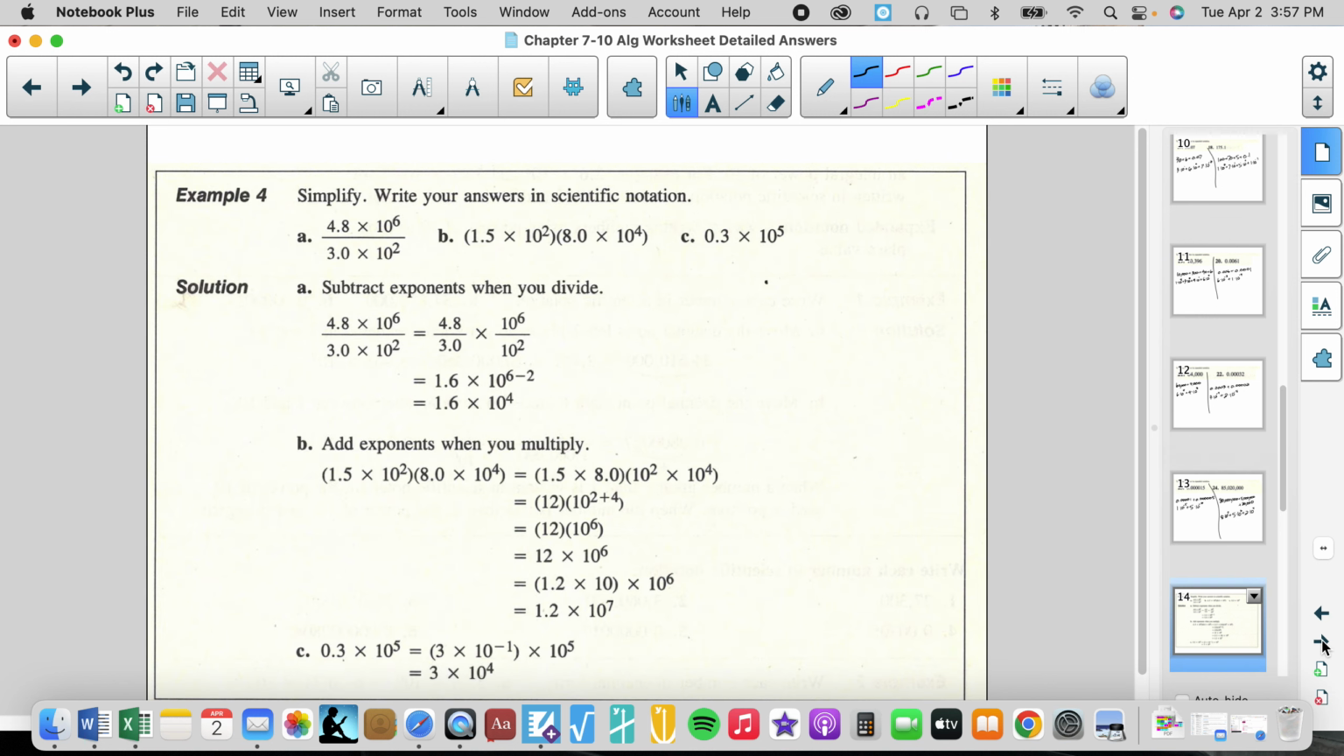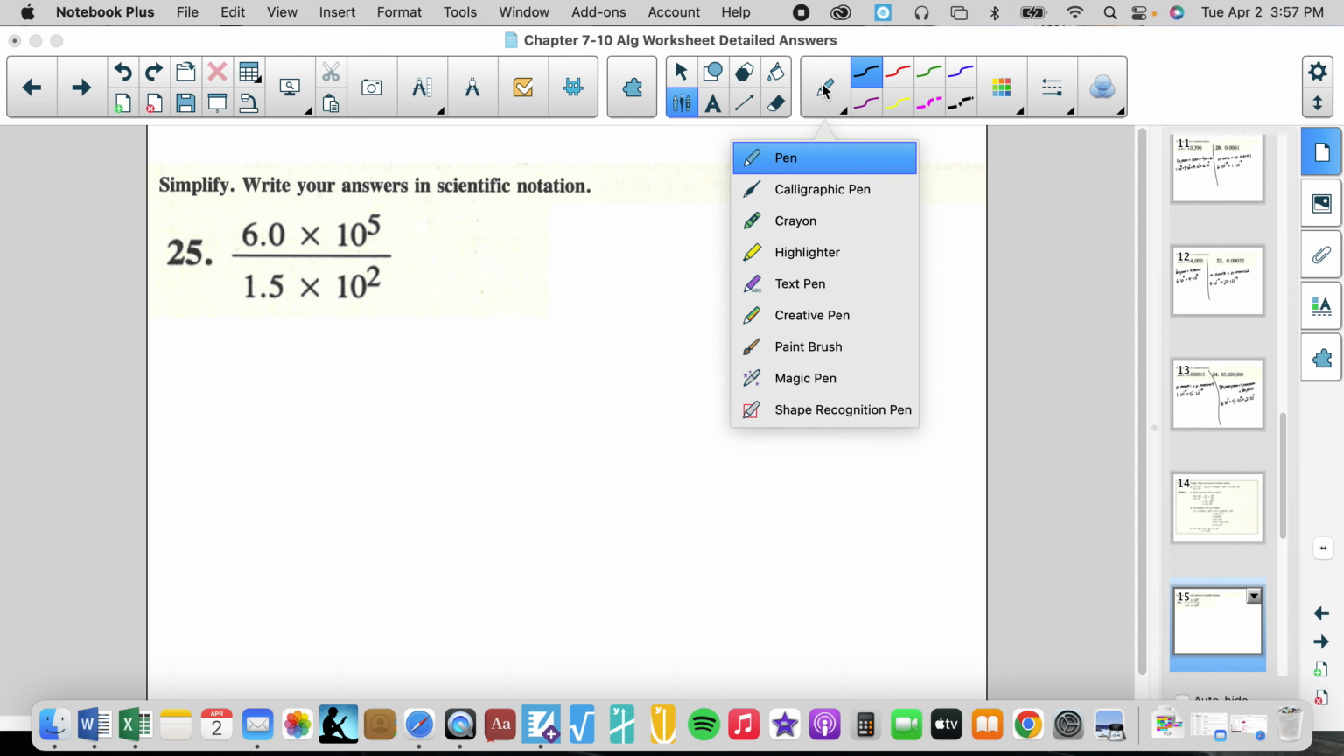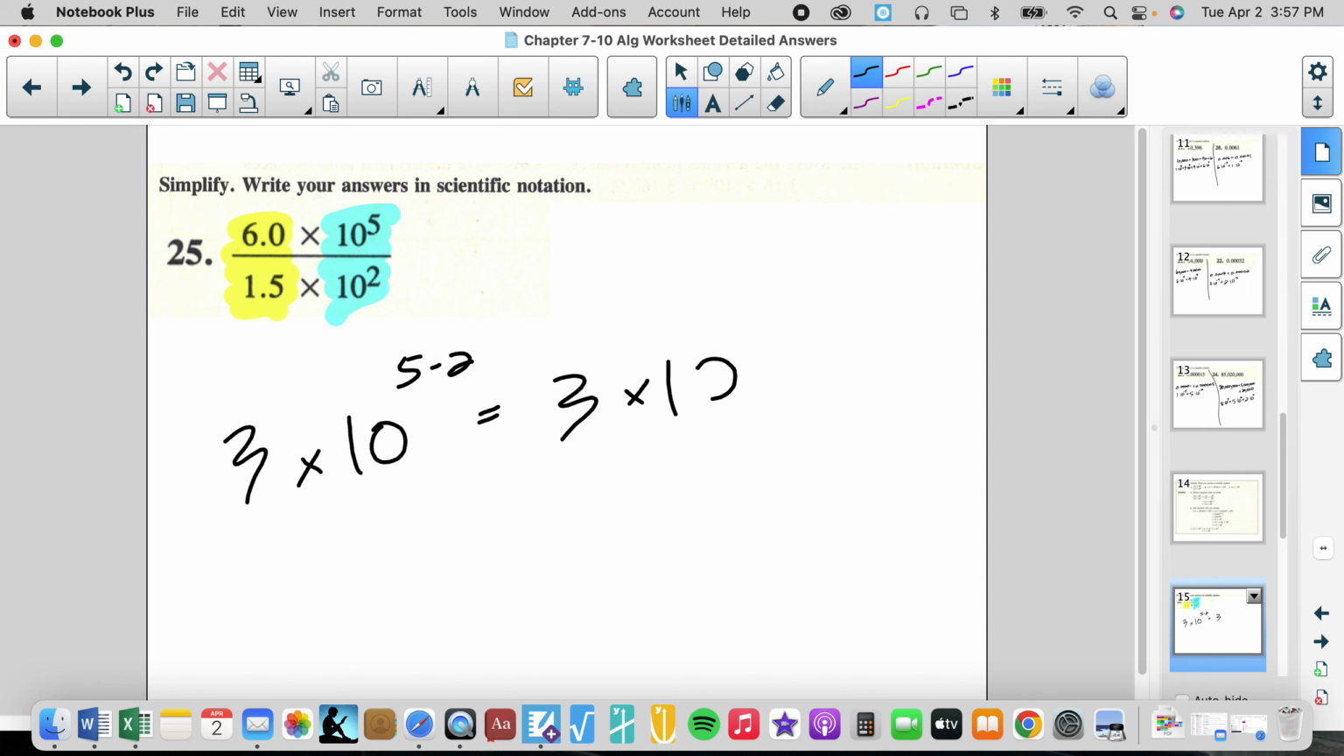All right, this is the one that I like. So when we have this, this is the cool part. So we can do this in our calculator. We're going to do this part in our calculator. And then we're going to do this like we divide like bases. So 6 divided by 1.5 gives us 4, not 12, sorry, 4 times 10 to the 5 minus 2, which is 4 times 10 to the 3rd.